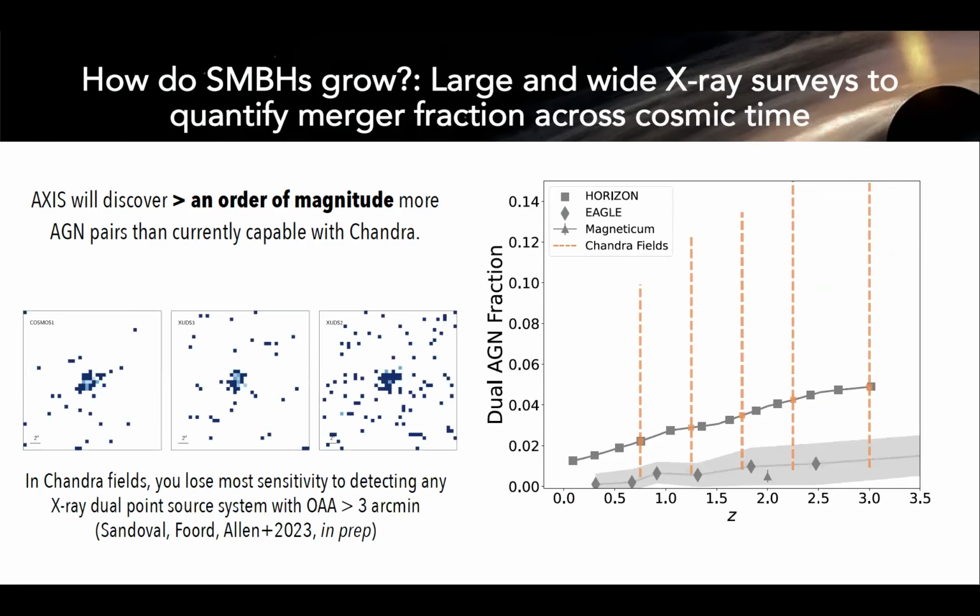And what we're currently trying to do is measure this using various deep and wide Chandra fields. And so we're currently analyzing hundreds of AGN that exist in these Chandra fields and trying to measure what the dual AGN fraction is. A lot of these have redshift measurements because they cover complementary fields from other wavelengths.